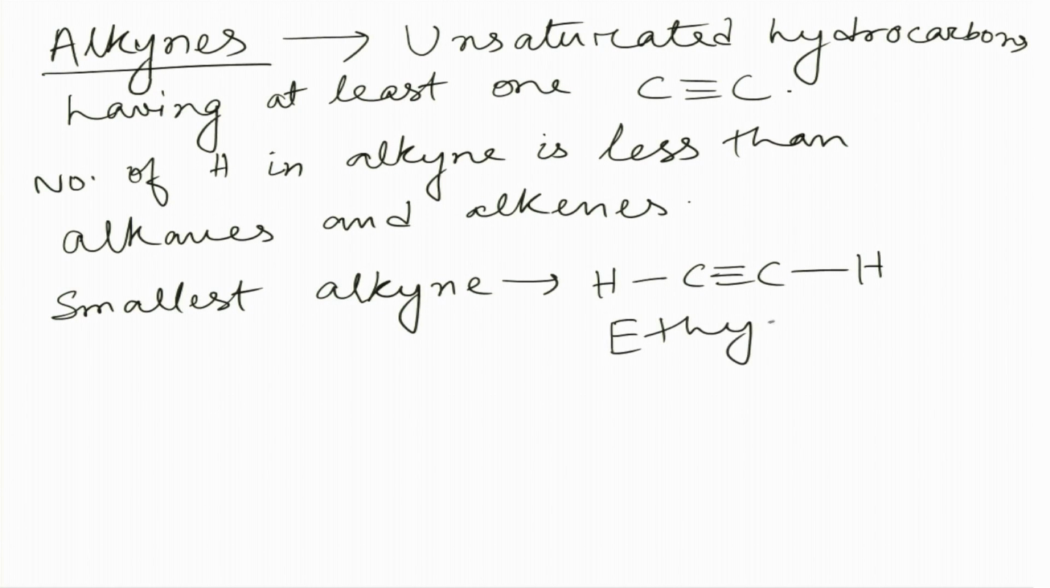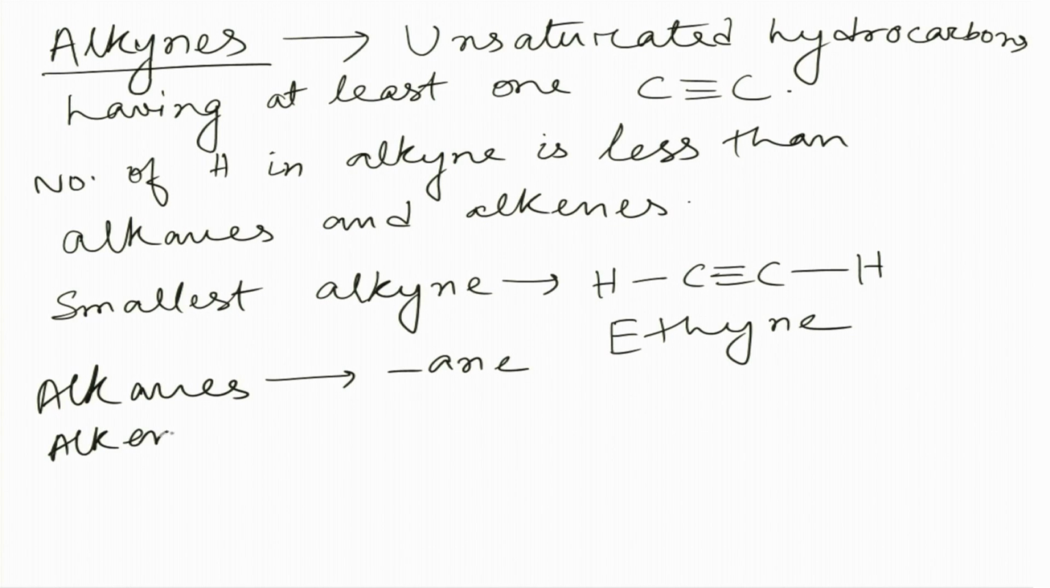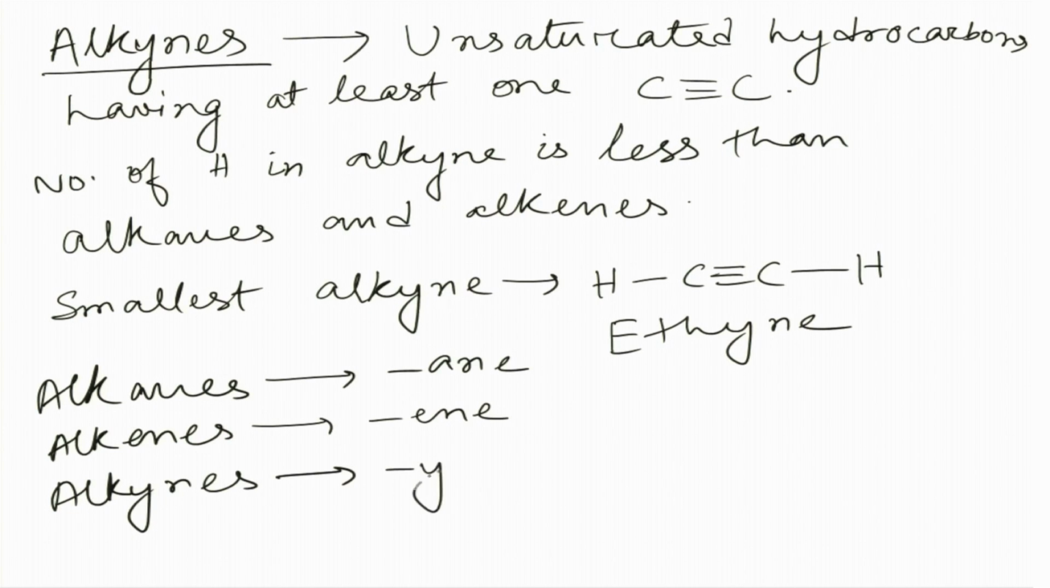This is called ethyne, okay. Like for naming alkanes, we added ANE at the end. For naming alkenes, we had added ENE at the end. For naming alkynes, we will add YNE at the end.